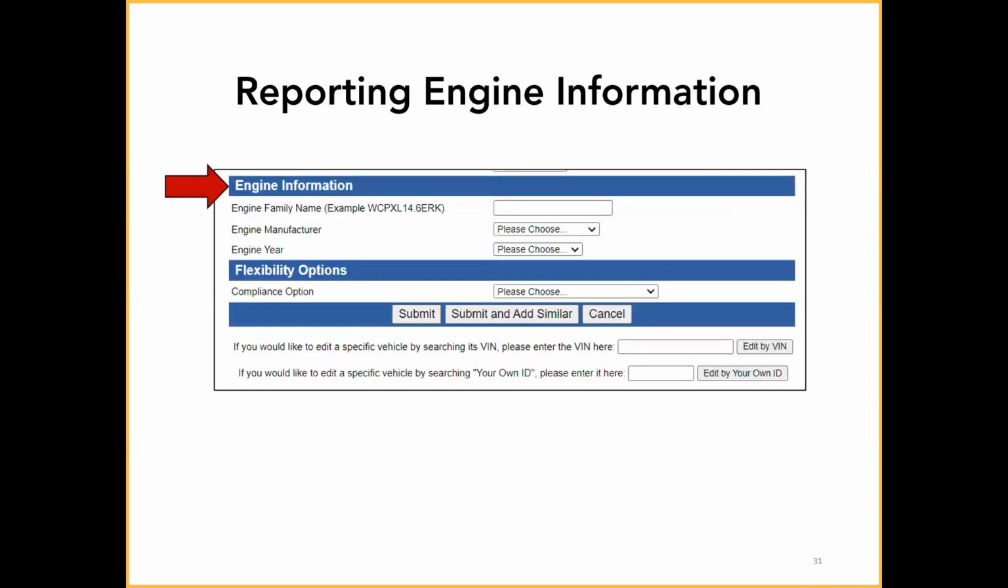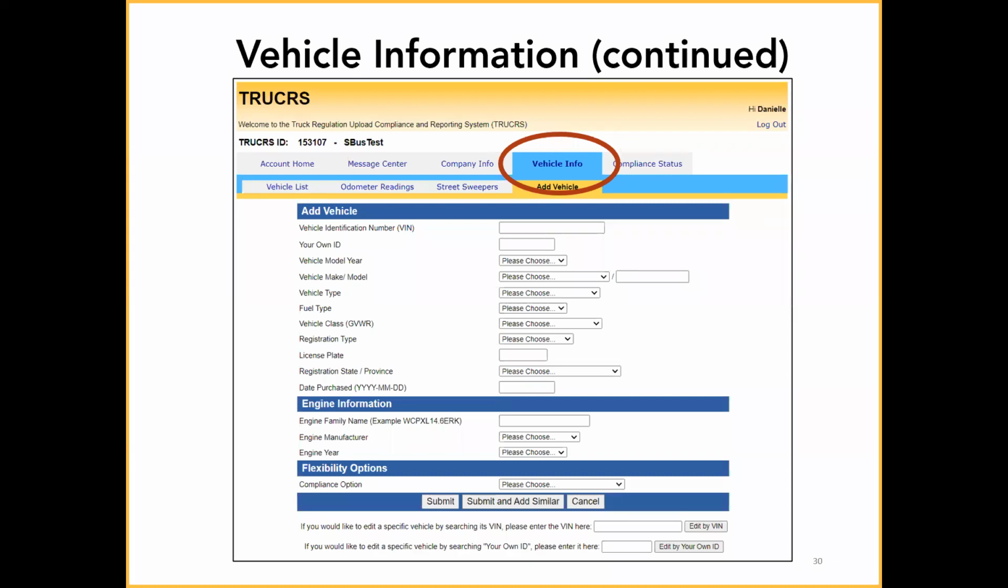If you have your own vehicle ID, you can enter that as well. Your owner ID will allow you to more easily identify vehicles in your fleet if you have your own system. You will also enter the vehicle model year, vehicle make and model. Under vehicle type, it is very important you enter bus school as your body type and that you are only reporting your school buses. We do not need information about non-school buses in your fleet. Fuel type will be diesel, since the only buses you need to report are diesel fueled. Registration type, license plate, and registration are also required.